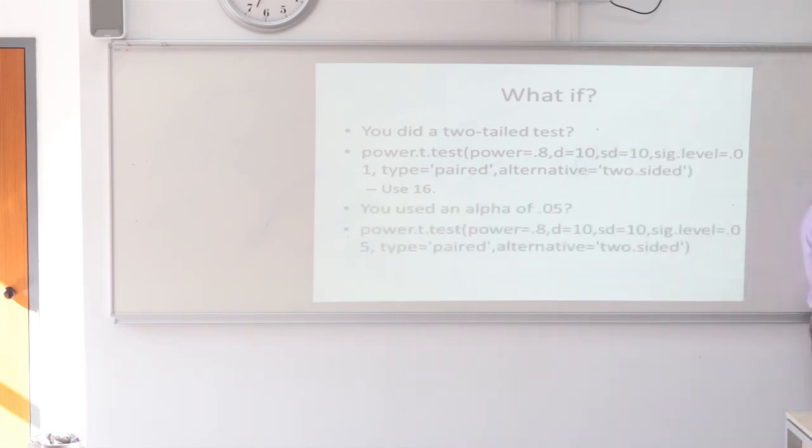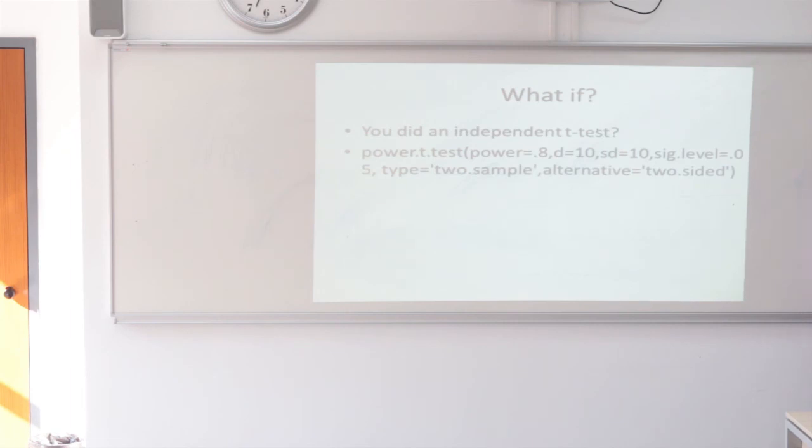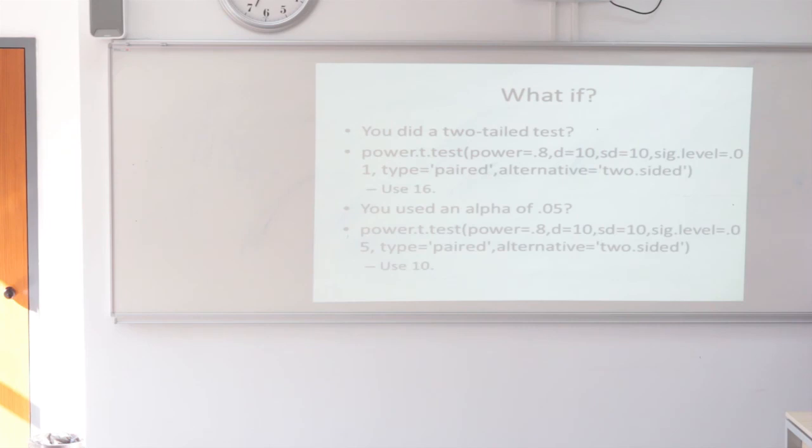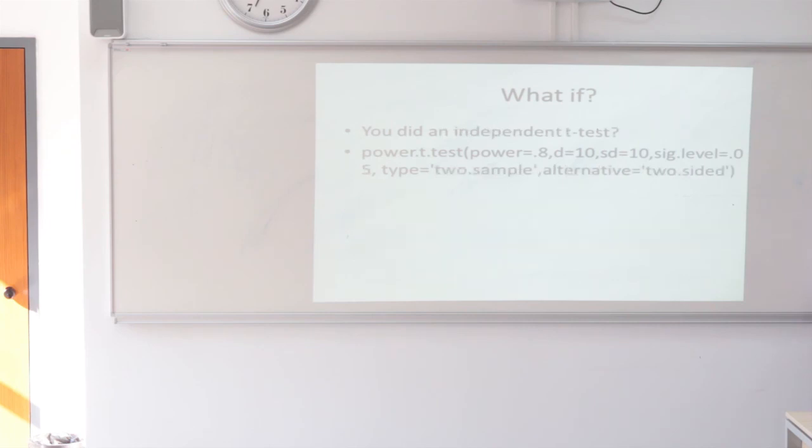What if you use now 0.05? What do we need to change? Sig level, or significance level. Instead of 0.01, now it's 0.05. 10. What if we did an independent test? What do we change? Instead of paired, now we use two sample. 17.